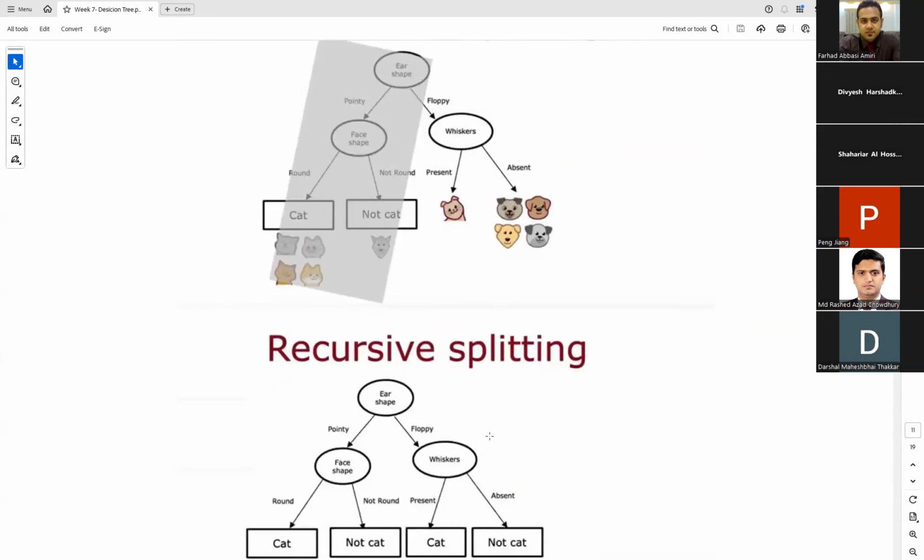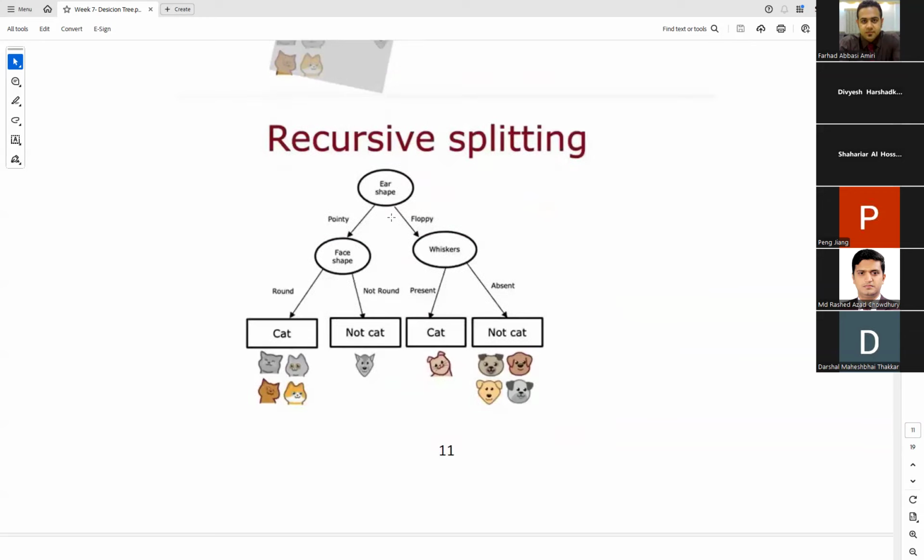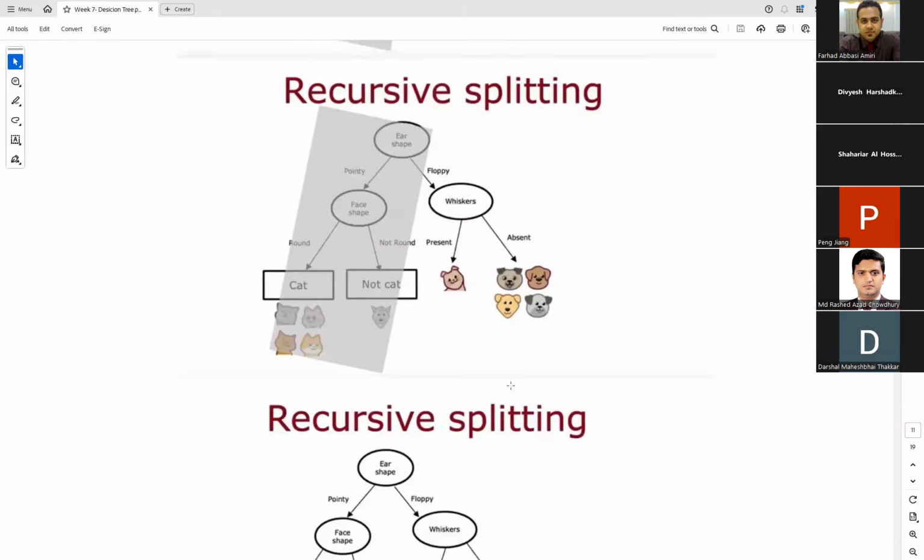You can see that this one is cat, so we can make a decision and classify the left branch as cat. And on the right branch, all of them are dogs. So it's 100% pure of one type. You can make a decision and put not cat here. So in this way, you make a decision, cat or not cat, for the right branch and for the left branch. In this way, you classify.